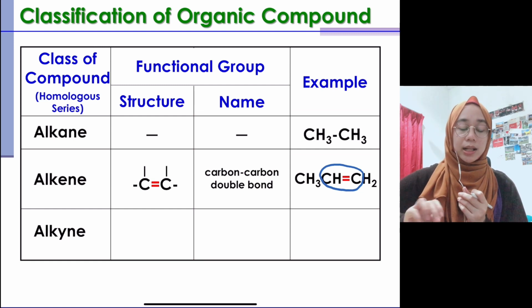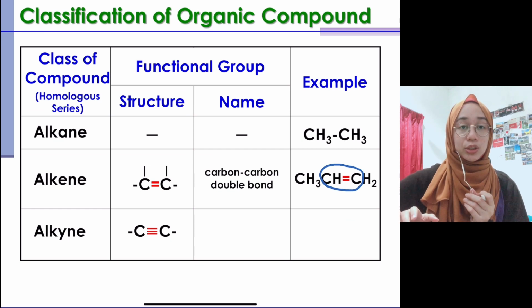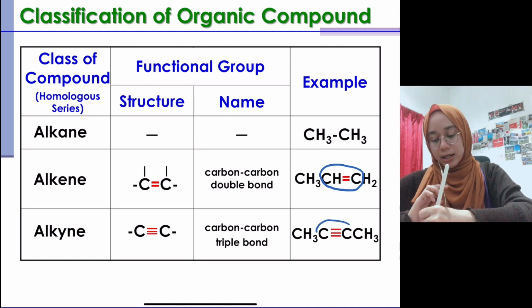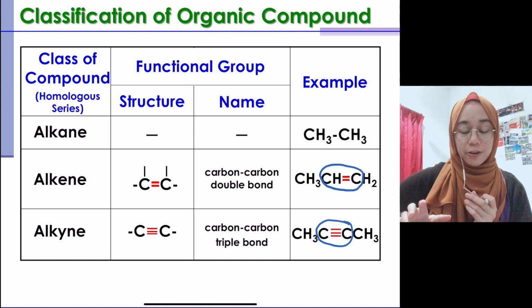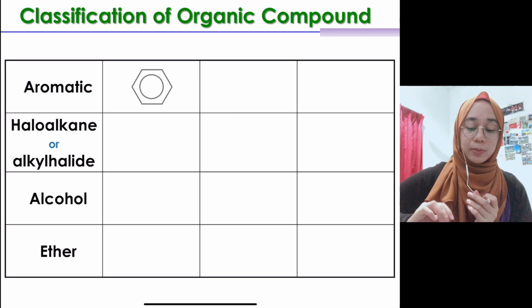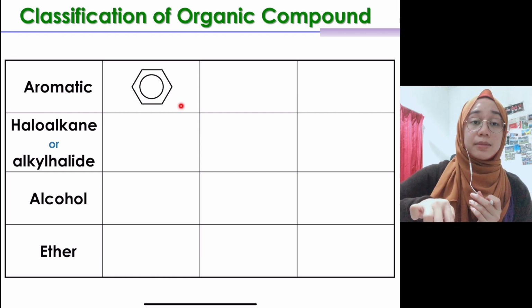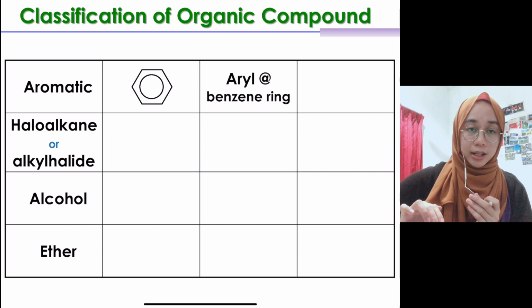And then let's look at alkyne. Alkyne means it has a triple bond. So what do you think is the name for this functional group? This one is what we call carbon-carbon triple bond. So the example is here. This part here is what we consider as the carbon-carbon triple bond, and the class of compound is alkyne. And then next, we go to aromatic. Aromatic must have what? This is what we call benzene ring. So the name of the functional group for this is aryl or benzene ring.